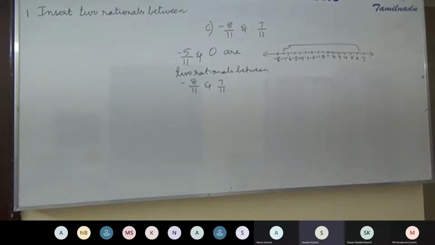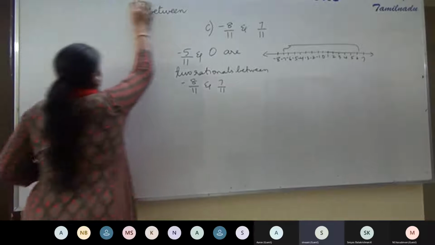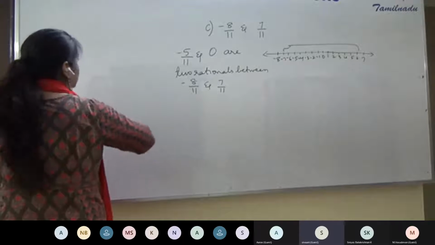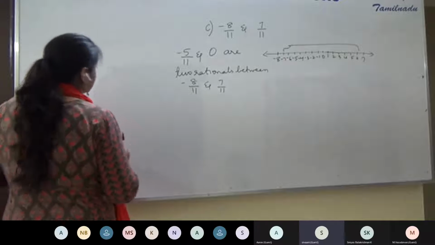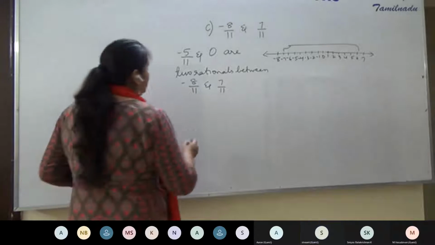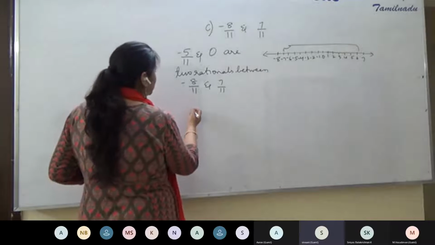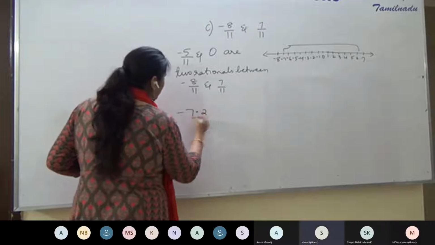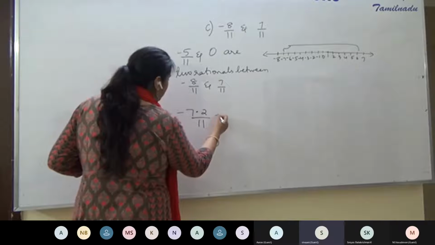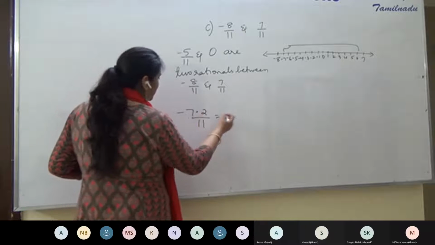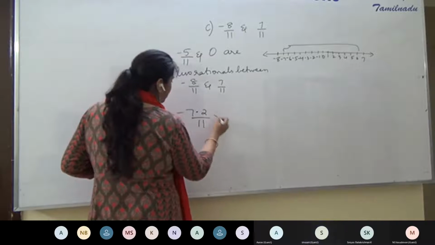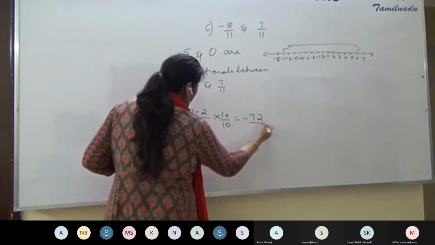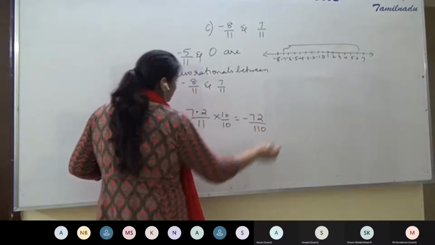Ma'am, can we write a number with a decimal point, like minus 7.2 by 11? Yes, you can write minus 7.2 by 11. If you write that, it should be further simplified. 7.2 you can multiply and divide by 10. So you get minus 72 by 110 and simplify further.